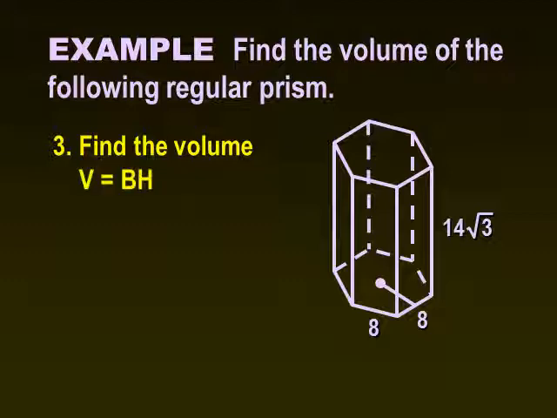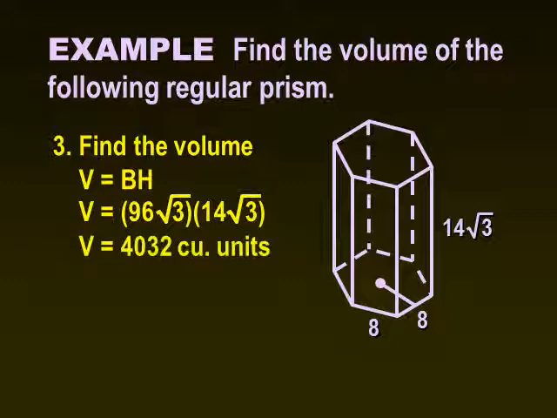So remember, big B is area of the base, which we decided was 96 square root 3, and the height is 14 square root 3, so we can multiply those together and we will get 4,032 cubic units for this example.